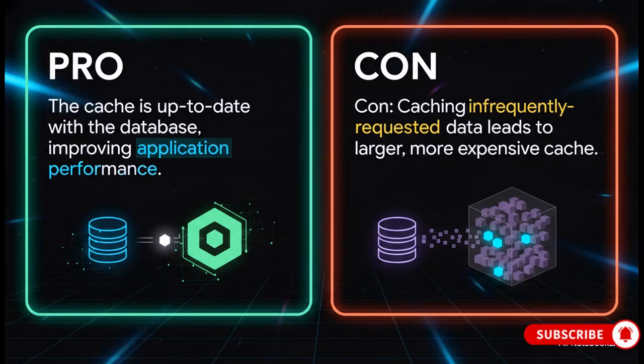And this shows us the other side of the coin. With write-through, your cache is basically guaranteed to be up to date. This means faster performance and fewer cache misses, which is absolutely critical for data like, say, your bank account balance or a product inventory count. The disadvantage, you might end up writing a lot of data to the cache that nobody ever asks for, which can make your cache larger and more expensive to run.